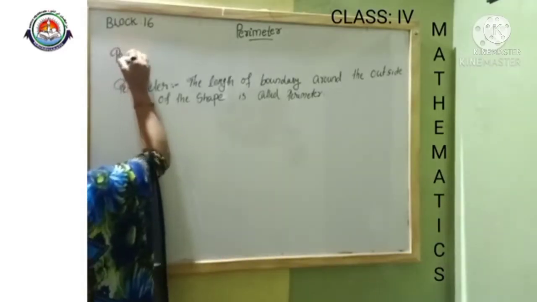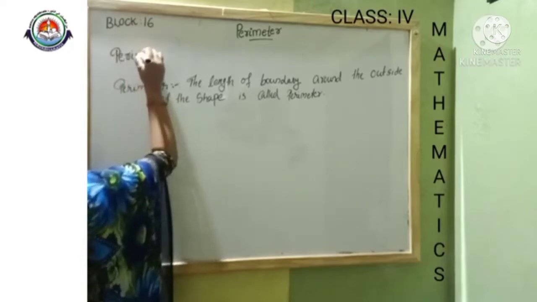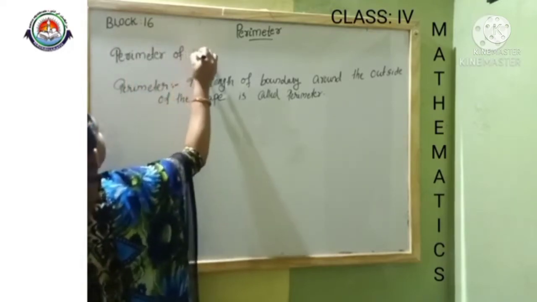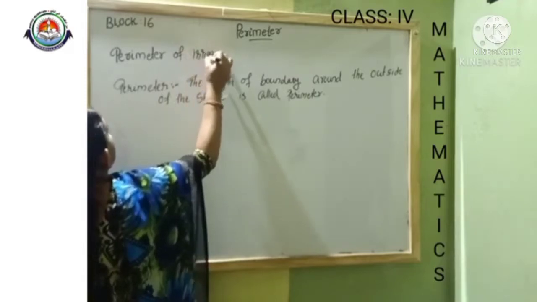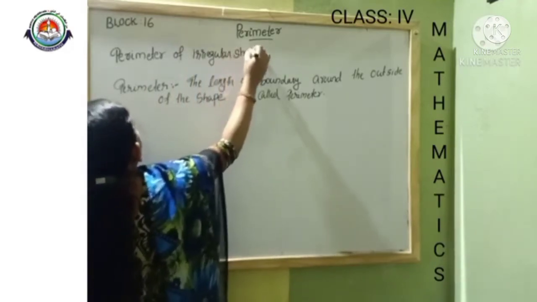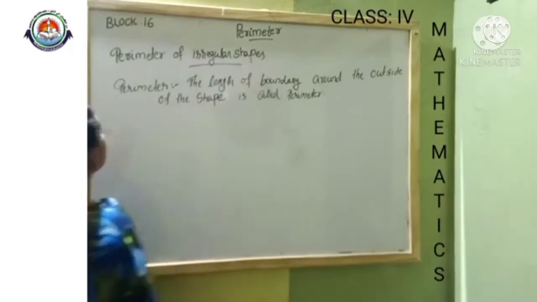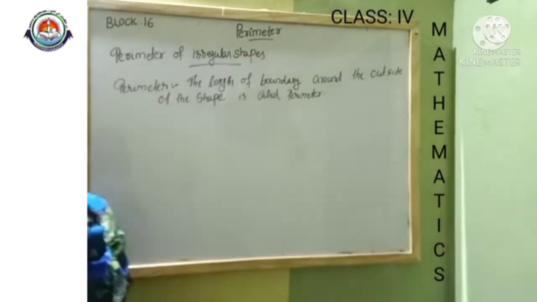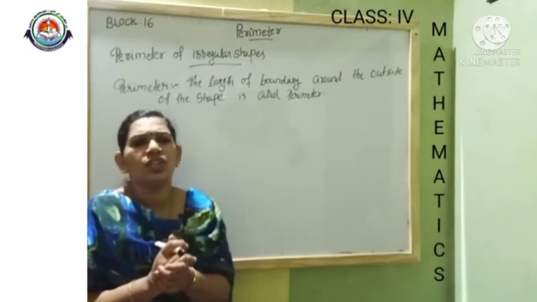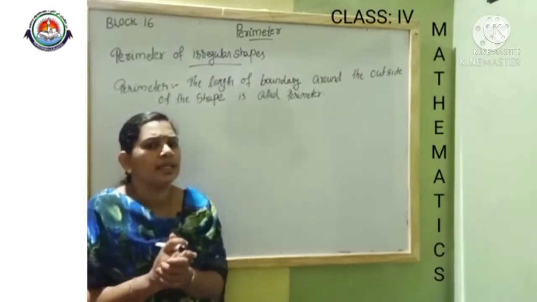Perimeter of irregular shapes. So in irregular shapes, how do we find the perimeter?